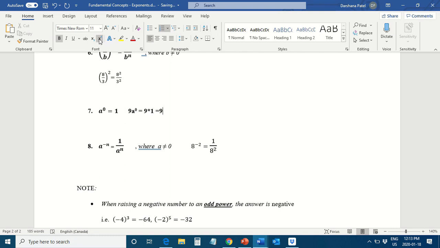Okay. However, if I had 9a in the bracket and then exponent 0, if I have something in the bracket and outside the bracket exponent 0 is applied, the result will be 1. Okay.